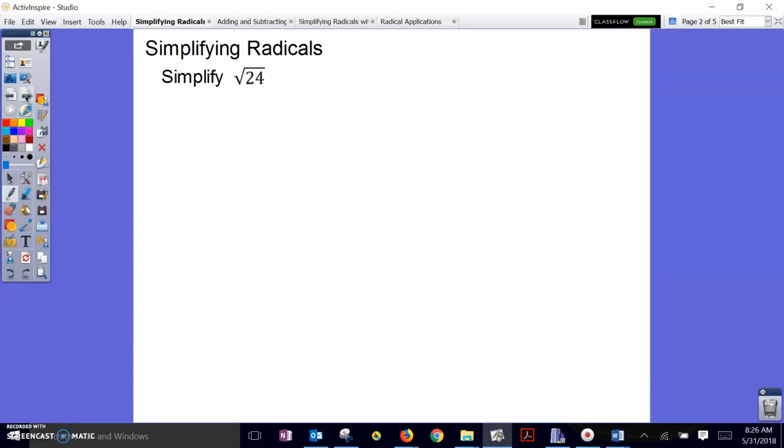First, we're going to simplify the square root of 24. The first step that I'm going to take in simplifying this is I'm going to take 24 and break it down into its prime factors. 24 is 2 times 12. 12 is 2 times 6. 6 is 2 times 3. And so the square root of 24 is equal to the square root of 2 times 2 times 2 times 3.